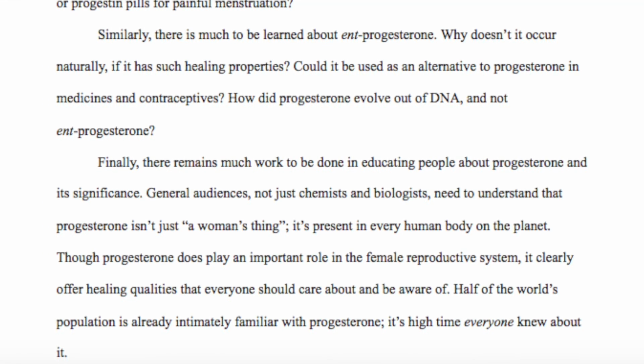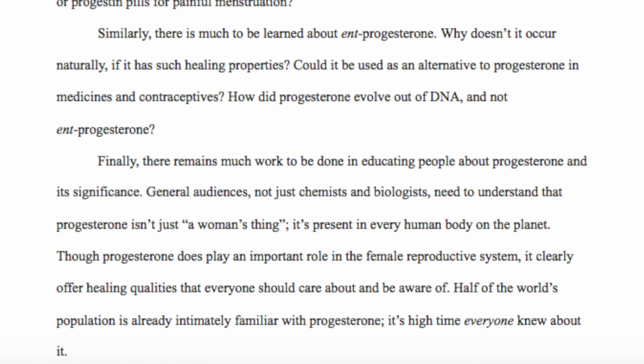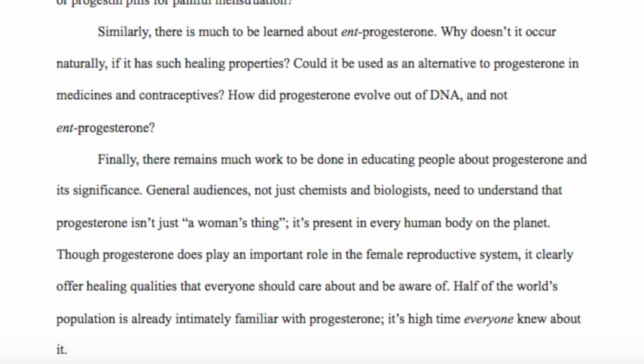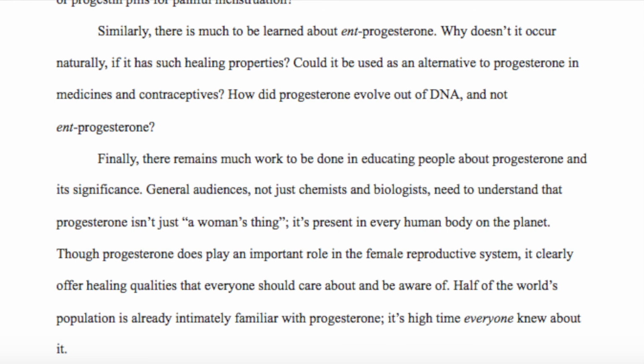Half of the world's population is already intimately familiar with progesterone. It's high time everyone knew about it. Tying into the beginning sentence. Wow, that's clever of me.